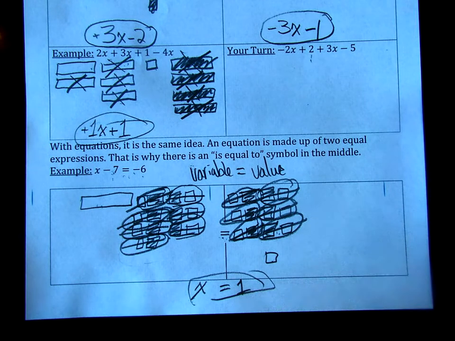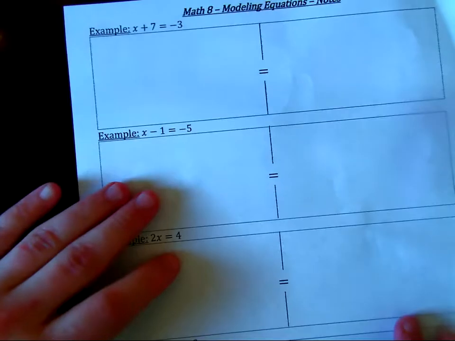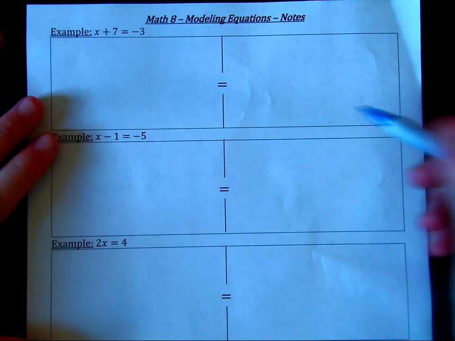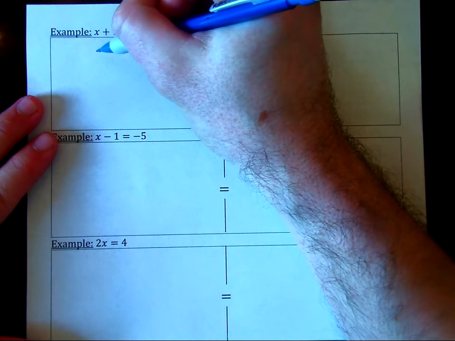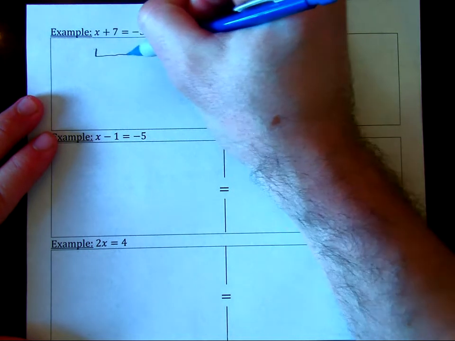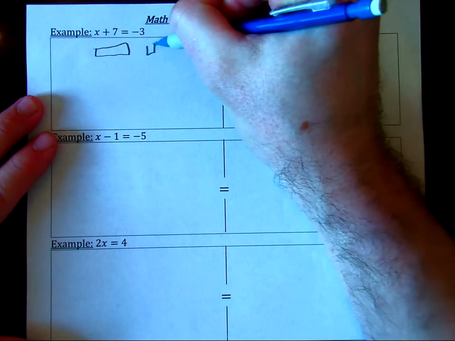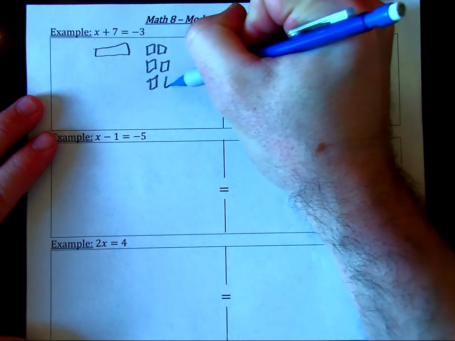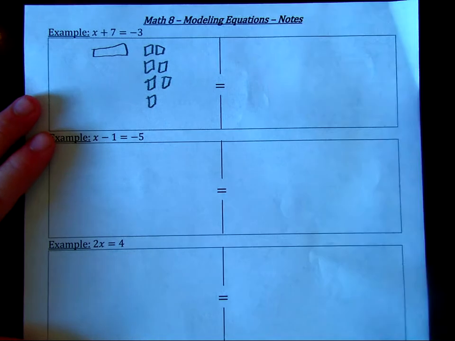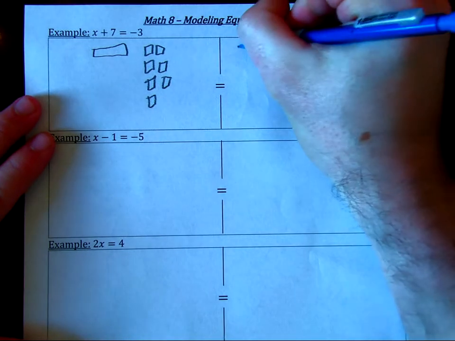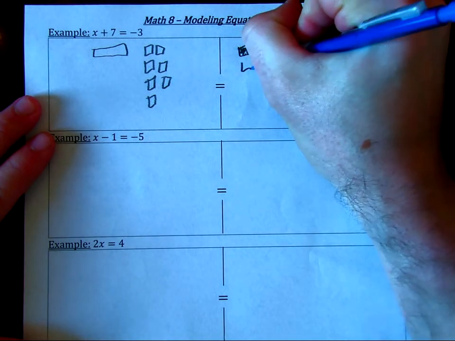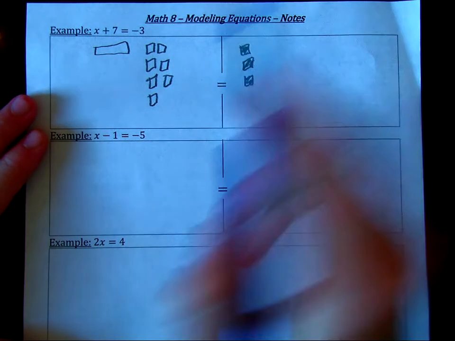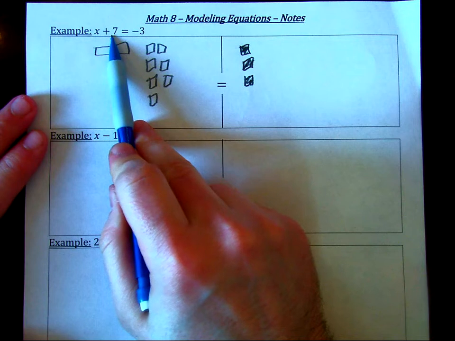Same idea on the back. Again, I can draw out my values. So I have a +1x, 7 +1s. On the right side, I have 3 negatives. I want to make sure that I'm doing the opposite. So since it has 7 positives, I have to do now 7 negatives.